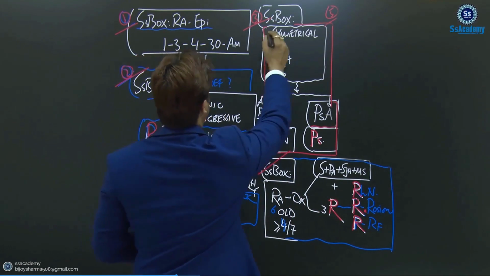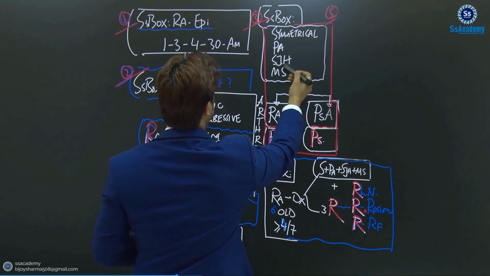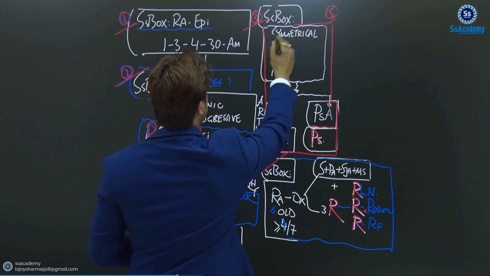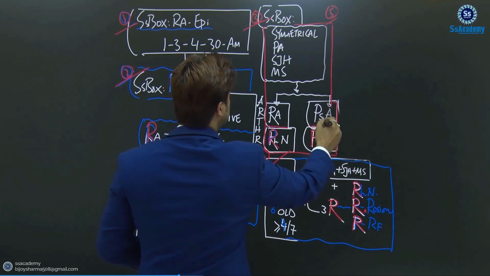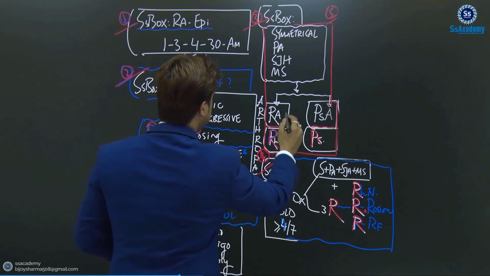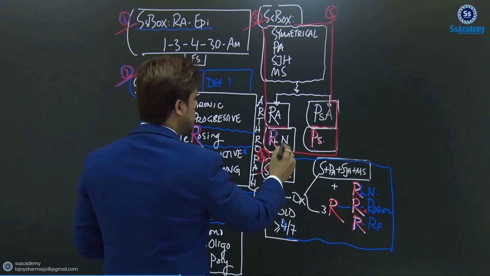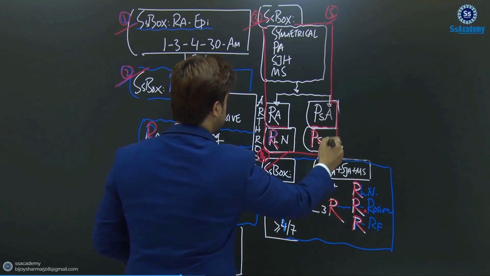We have already written here a box that says: symmetrical polyarthritis, small joints of the hands. Just write it down with the morning stiffness. The diagnosis: one diagnosis is rheumatoid arthritis, the second is PSA. For the rheumatoid arthritis, you need to look for the rheumatoid nodules, as I said, and for the psoriatic arthritis, the psoriasis.